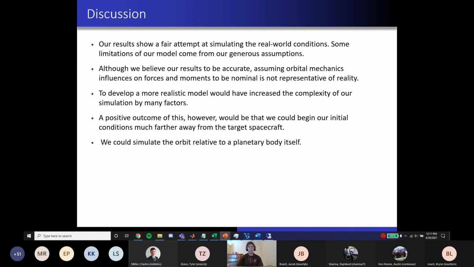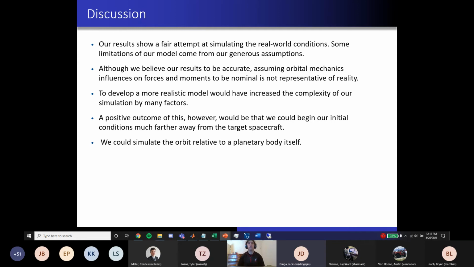So besides that, our results show a fairly promising attempt at simulating the real-world conclusions and aspects of orbital docking, and we are pleased with our outcome of what we were able to achieve. Some of the limitations did come from the assumptions of orbital mechanics being assumed nominal. We do believe our results were accurate, assuming the orbital mechanic influences on the forces were nominal.